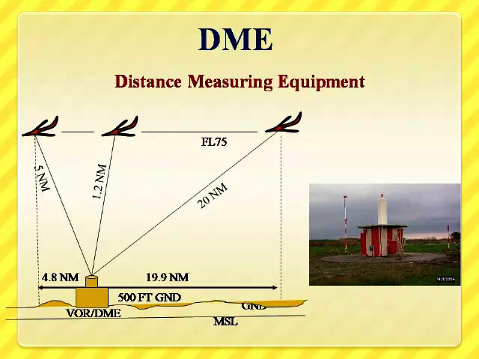Distance measuring equipment is also a case of secondary radar. From the aircraft we send a signal towards the ground station. The ground station antenna will receive this, process it, and with a certain amount of delay it will transmit another signal. That will be received at the aircraft, and the total delay will be used to get the distance indication.